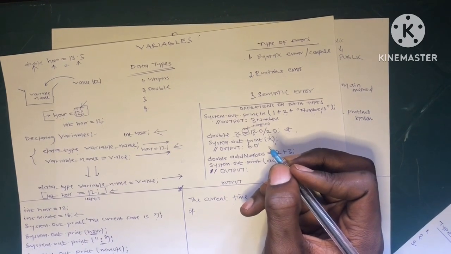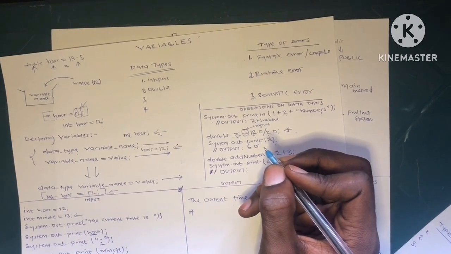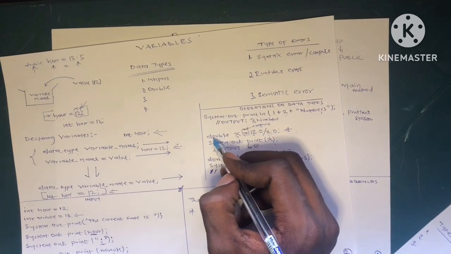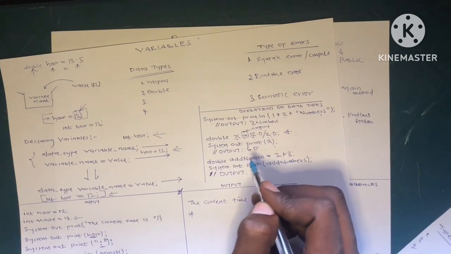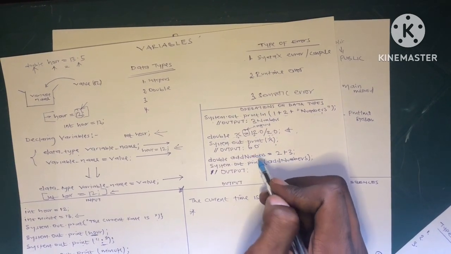Don't forget, it is 6.0, not 6. Assuming we put integer x, the answer will be 6. But since it is a double value, it will print 6.0.